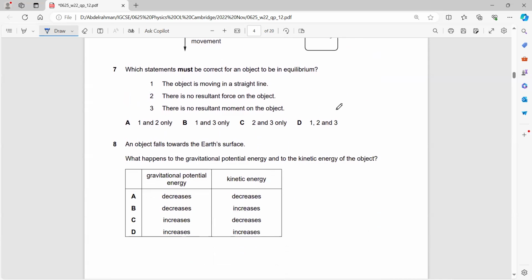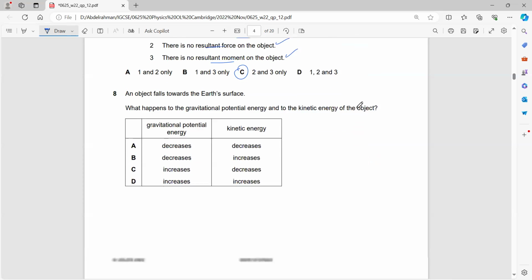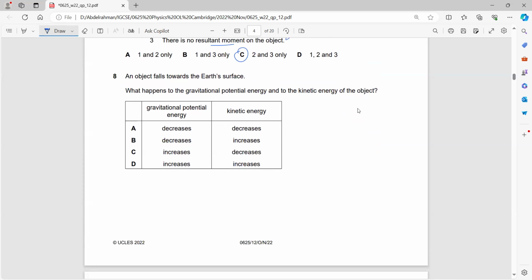Which statements must be correct for an object to be in equilibrium? It has to be moving in a straight line? No. There is no resultant force? Yes. No resultant moment? Yes. So 2 and 3. An object falls towards the Earth's surface. What happens to the gravitational potential energy and the kinetic energy? As it falls down, the gravitational potential energy decreases and the kinetic energy increases. It would be B.